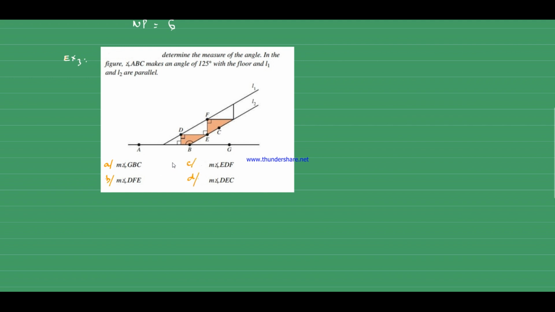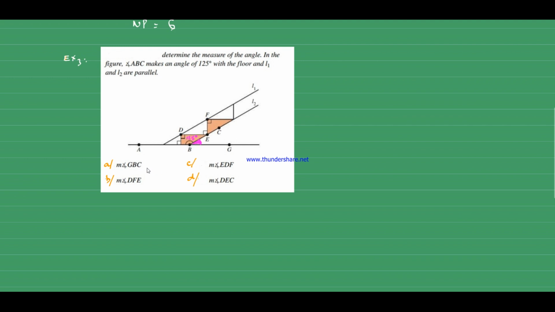Okay. So we know this angle ABC over here is 125 degrees, and we know the lines are parallel. So if we have parallel lines, we have at least a few congruent angles. We want to find angle GBC. Where's G? GBC, so GBC is this one right here. We want to find this one. So we know that this is 125 degrees.